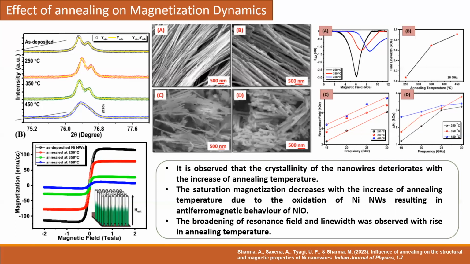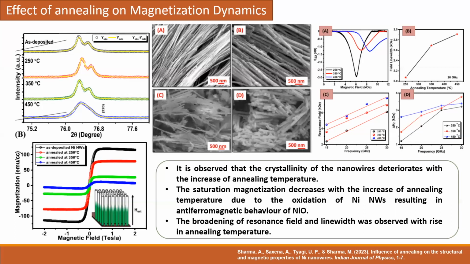Then we have investigated the magnetic properties as well. By the annealing of any magnetic material, we already know that for any ferromagnetic material, if we keep on increasing the temperature, its magnetic properties deteriorate, and that ferromagnetic material becomes paramagnetic material. So the same thing will happen for the case of nanowires also.